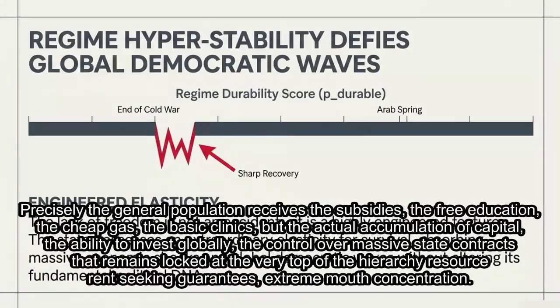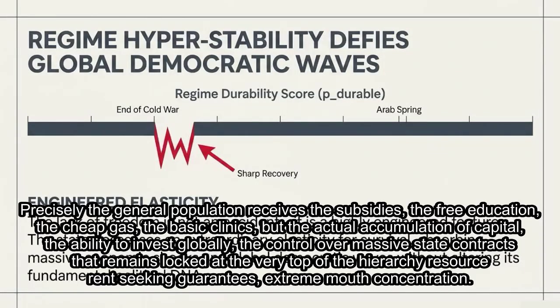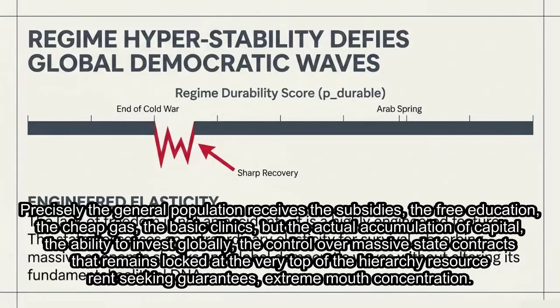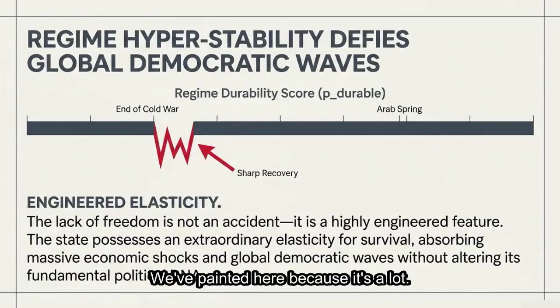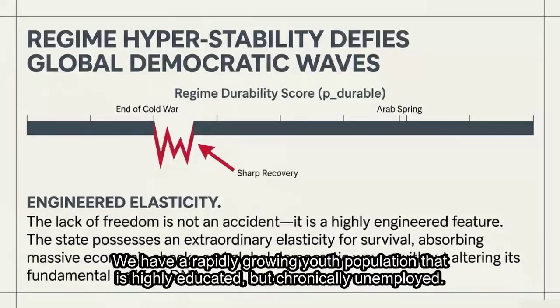So the elites control the source of the wealth, and they distribute just enough of it to the masses to keep them quiet. Precisely. The general population receives the subsidies, the free education, the cheap gas, the basic clinics. But the actual accumulation of capital, the ability to invest globally, the control over massive state contracts, that remains locked at the very top of the hierarchy. Resource rent seeking guarantees extreme wealth concentration.